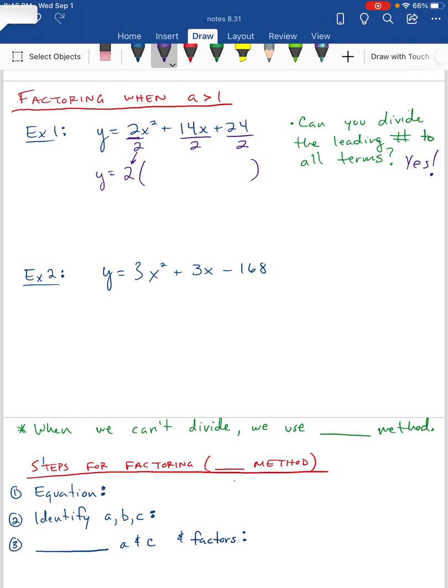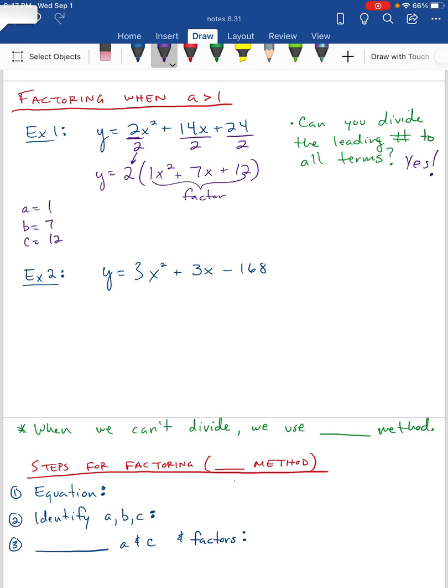Now, 2x squared divided by 2 gives me 1x squared. 14x divided by 2 gives me 7x. And 24 divided by 2 gives me 12. Now all I need to do is factor what's inside the parentheses, which is what we learned yesterday, since a is now equal to 1. So I'm only looking inside the parentheses. A is 1, B is 7, and C is 12.